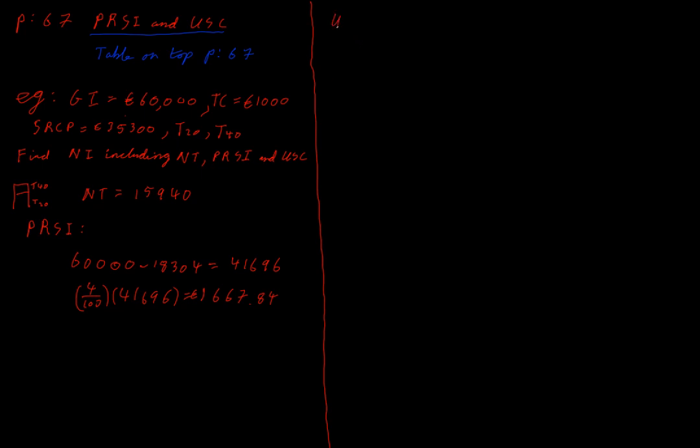Now our next job is going to be USC, and you can see that that table has more bits to it. So USC is a little bit more cumbersome to calculate, but it is done in the same way. We follow the instructions in the table, but sometimes we have to be a little bit careful with the information as it's given to us. So we're told that for USC we're going to pay 0.5% on the first €12,012 that we earn.